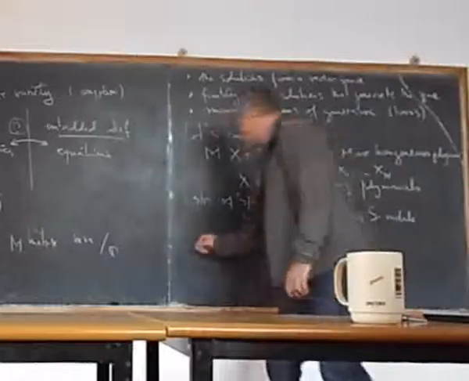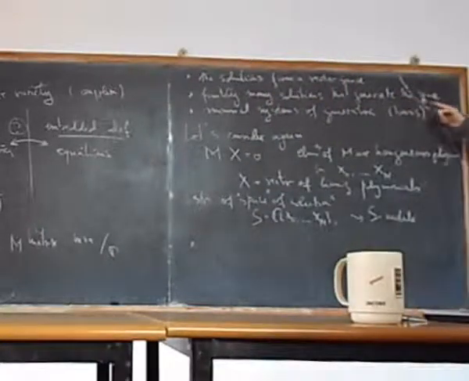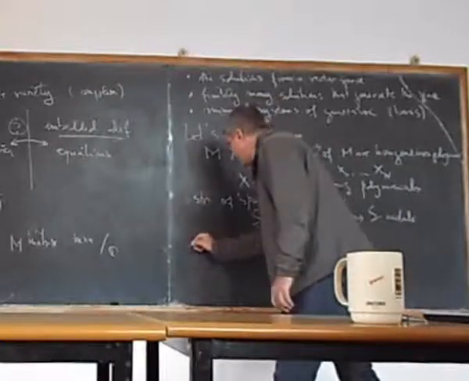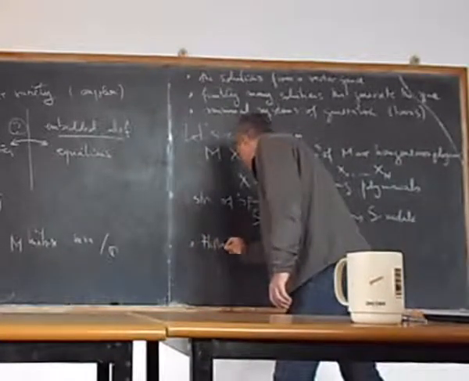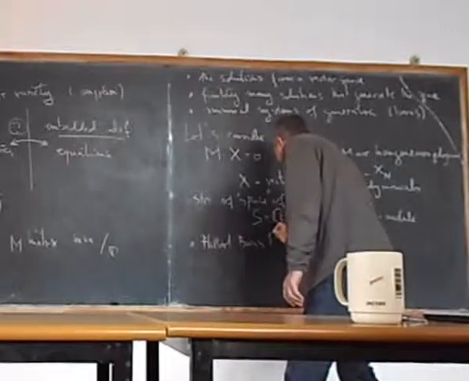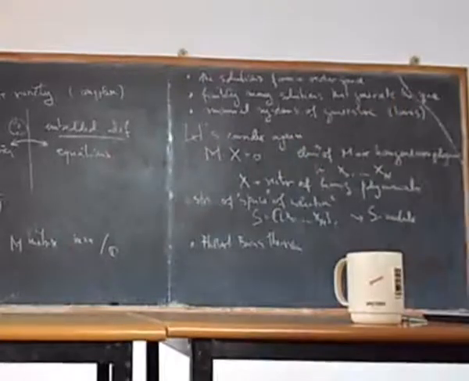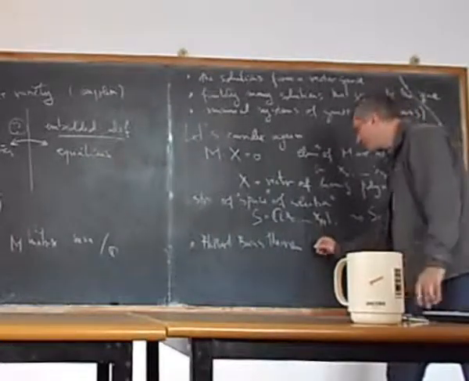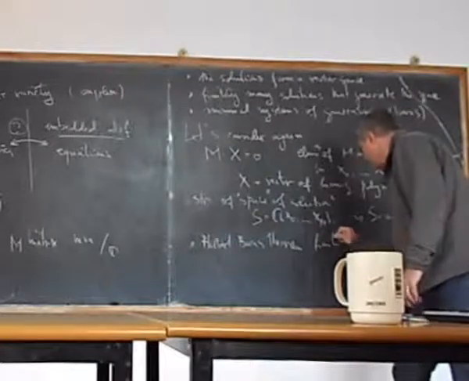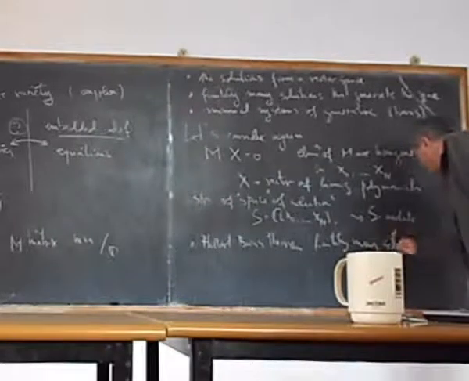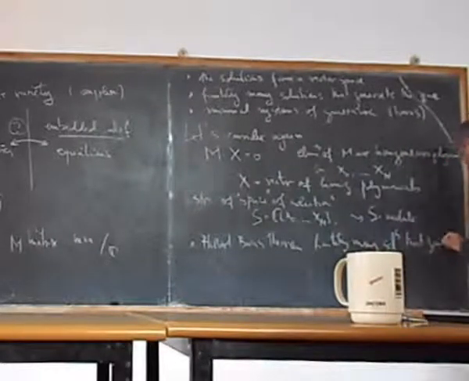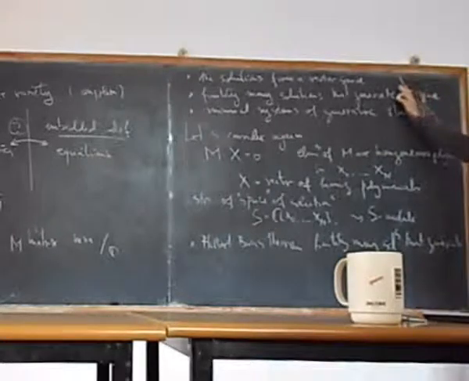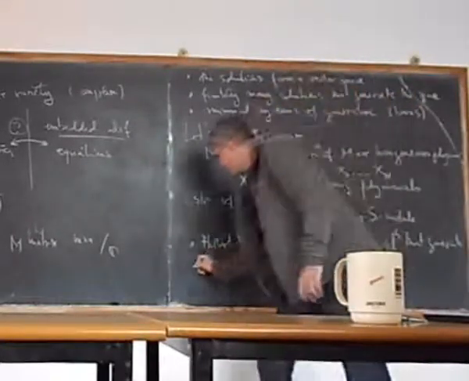Let's ask the second question. Is it true that we might find finitely many solutions that generate the space of solutions? Well, the answer is yes. And this is the Hilbert basis theorem. Well, it's not taught like that in textbooks, but this is the meaning. Hilbert basis theorem says that we have finitely many solutions that generate. Up to here the analogy is perfect.